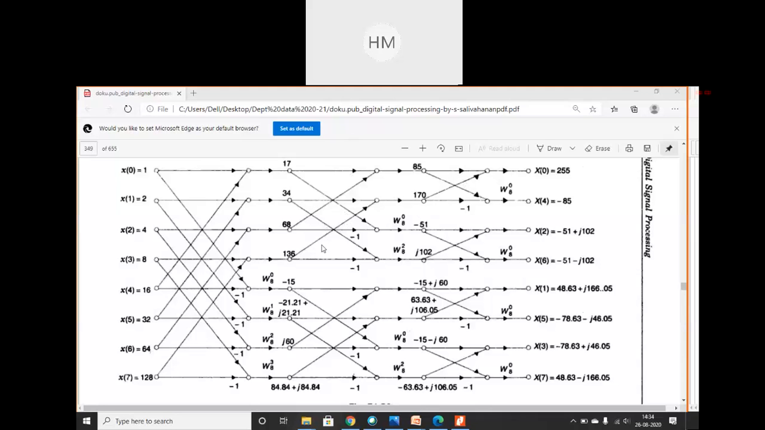G0 is 17. Okay. And those who are doing by DIF, Avantika, you are doing by DIF, right? Remaining Aditi, DIT. So that is right, Avantika. Yes, 17 is the right answer.